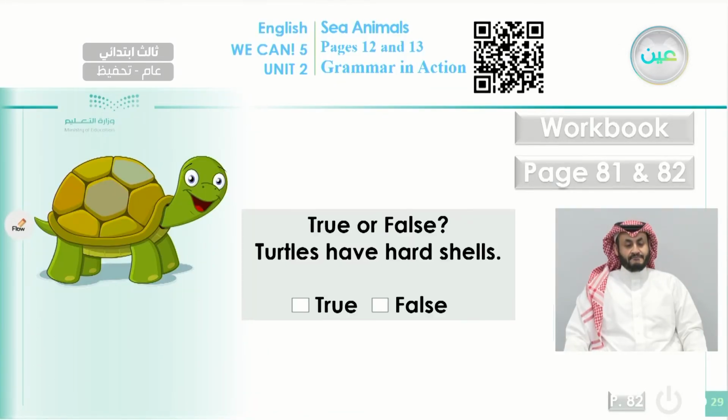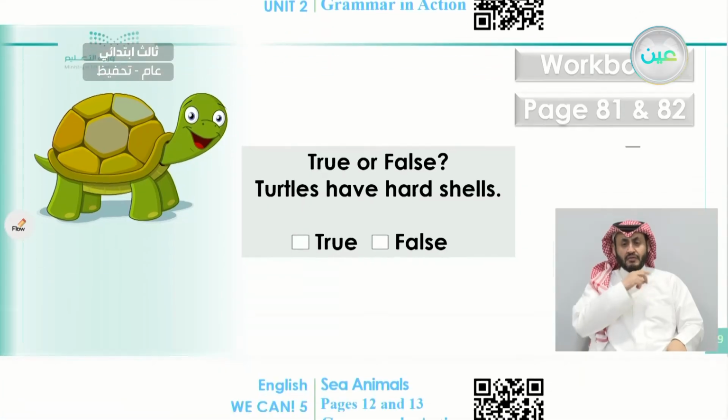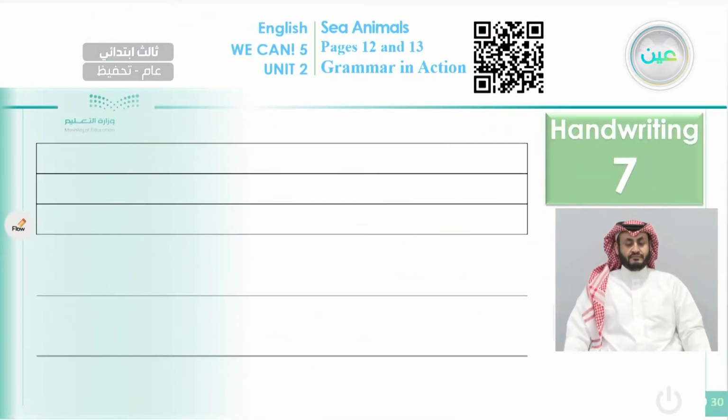Okay, and here also we have a question: is it true or false? We can see this picture of a turtle, but in general, do turtles have hard shells? Do you believe in that, or do you think that it is a true statement? If you think it's true, you tick true. If you think it's false, or if you search for that and find out that it is false, you tick false.